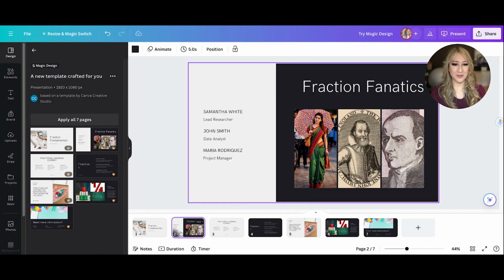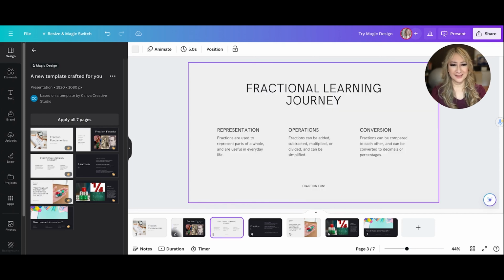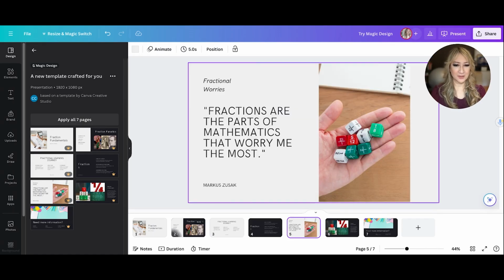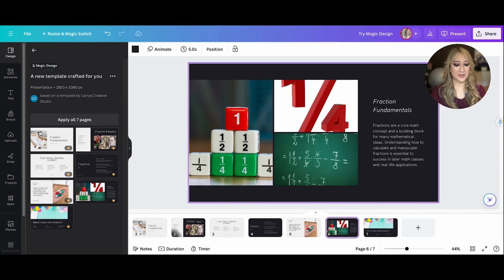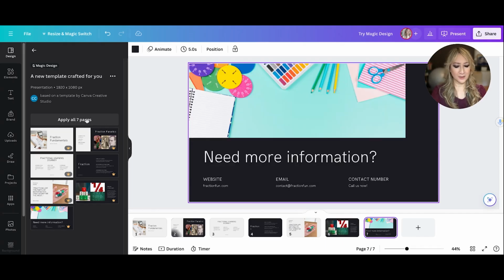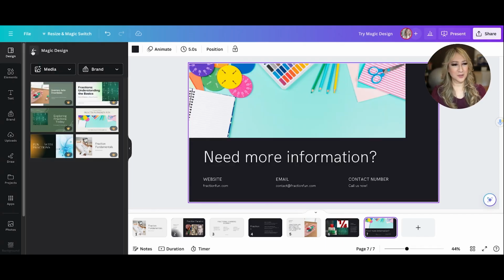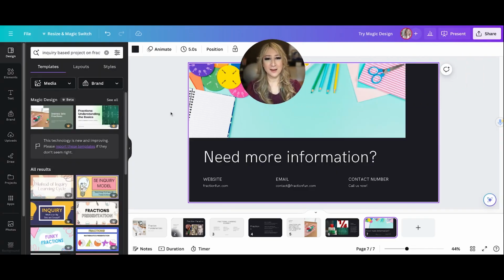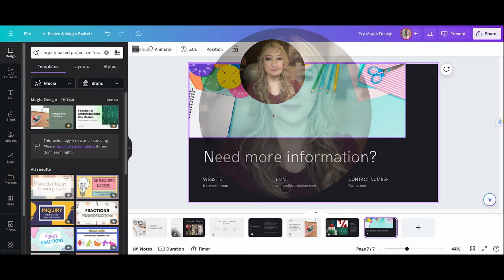Let's have a look at this one. So this one is about, okay, fraction fanatics. Okay, we've got representation, operations, and conversion. Fine. Here it's the definitions again. Okay, so for the fractions, it wasn't as good. The quadratics was so good, though. So I suppose it really depends on the topic, on your prompting as well, because your output and your response is only going to be as good as the input that you give it.